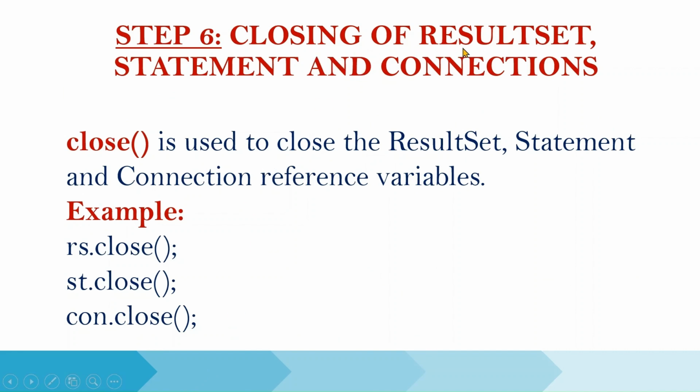Now, closing of the result set, statement and connection. You need to close in the reverse way: you open the connection first, then the statement, then the result set. So first you close the result set, then the statement and connection, in the reverse order. For all these things we have a close method. The close method is used to close the result set, statement and connection reference variables. So you can write rs.close, st.close and con.close.